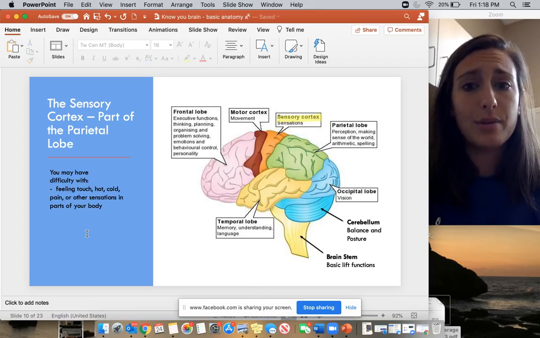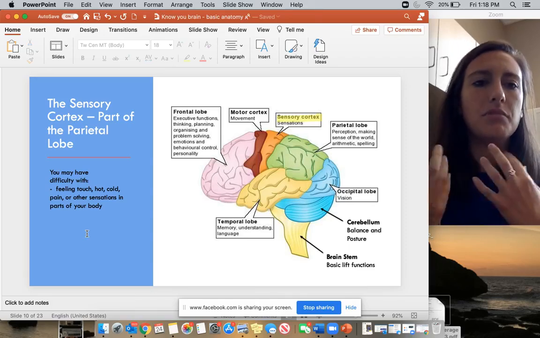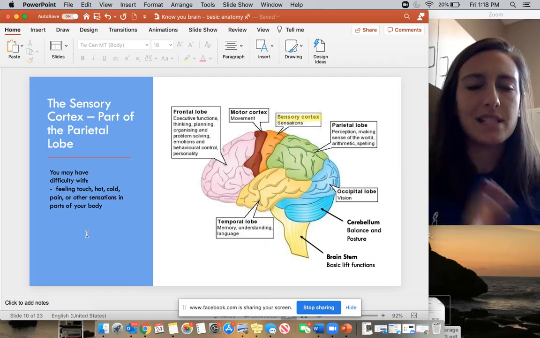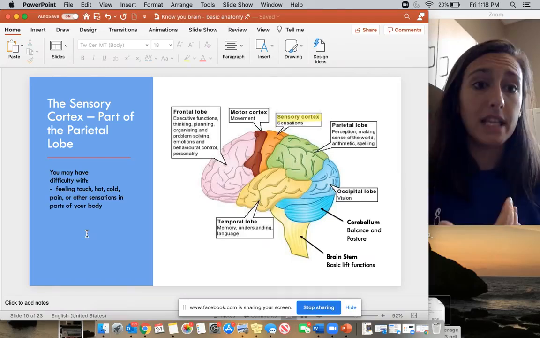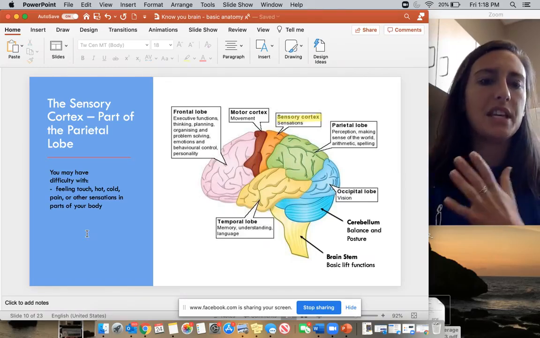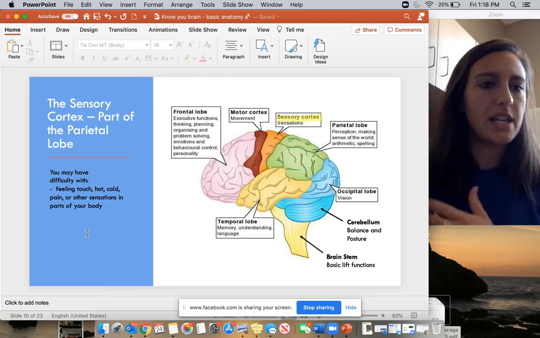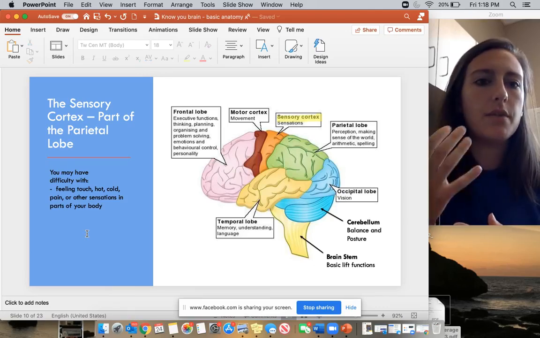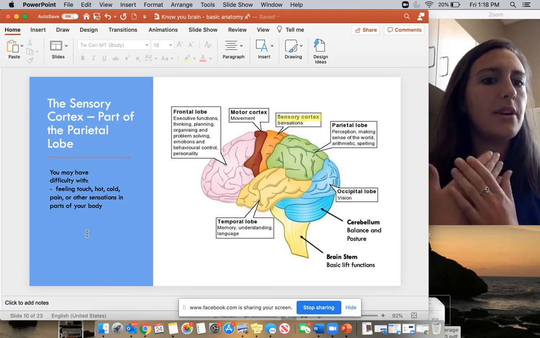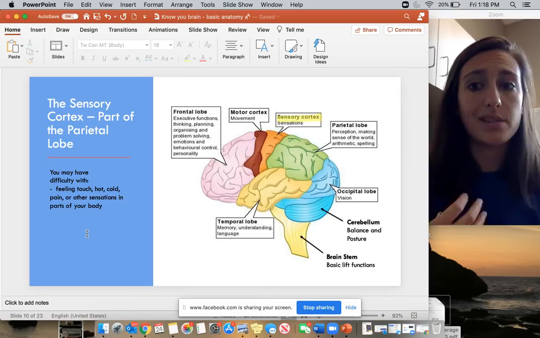Part of the parietal lobe is your sensory cortex. So this is your touch and your senses. You might have difficulty feeling things, whether it be the heat in your shower, whether it's hot or cold, or the heat of the stove, or if you can't feel something brushing up against one side of your body.